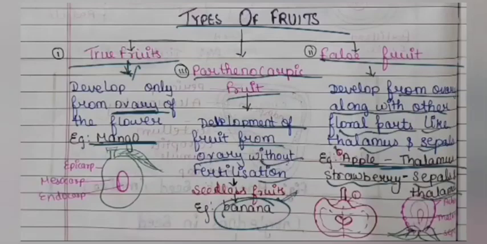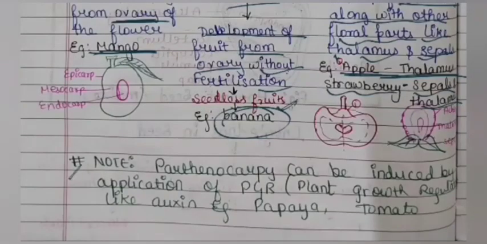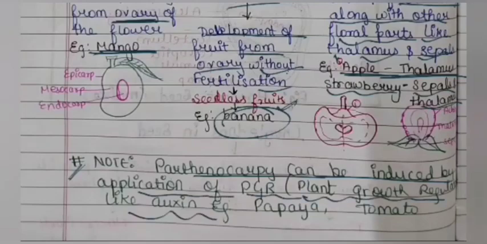A note is given here that parthenocarpy can be induced by the application of PGR, that is plant growth regulators like auxin, for example in the case of papaya and tomato.